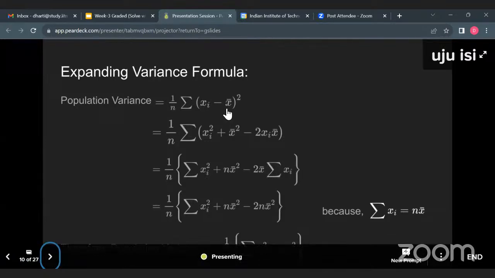Okay. Variance. Do you know population variance? How do we denote it? Sigma square. Summation of xi minus x bar, right?